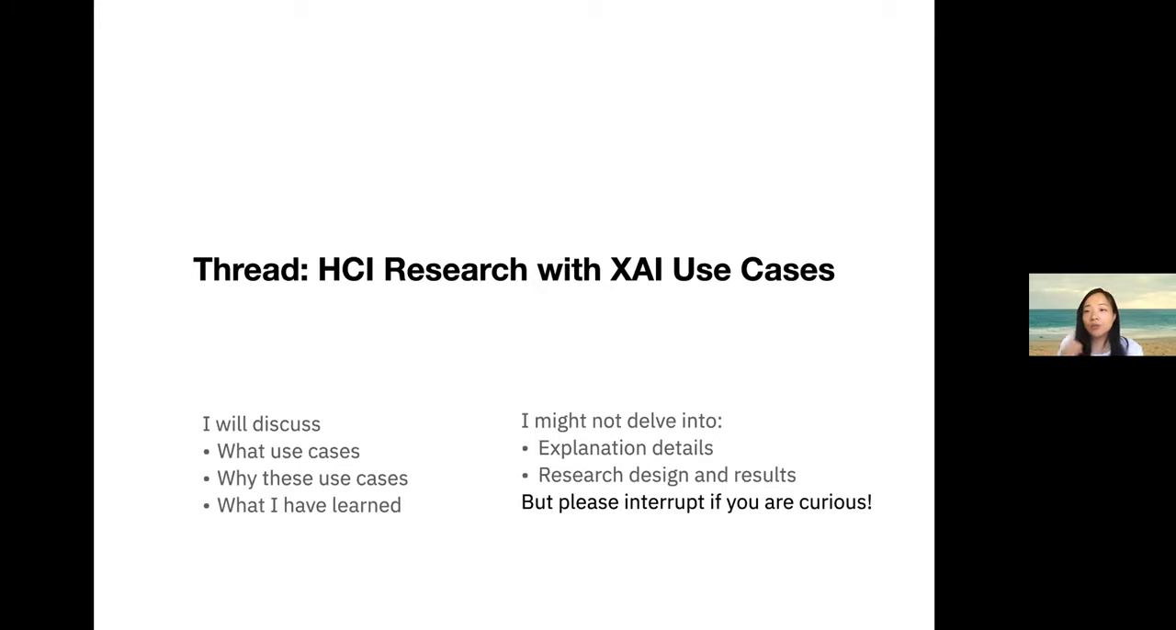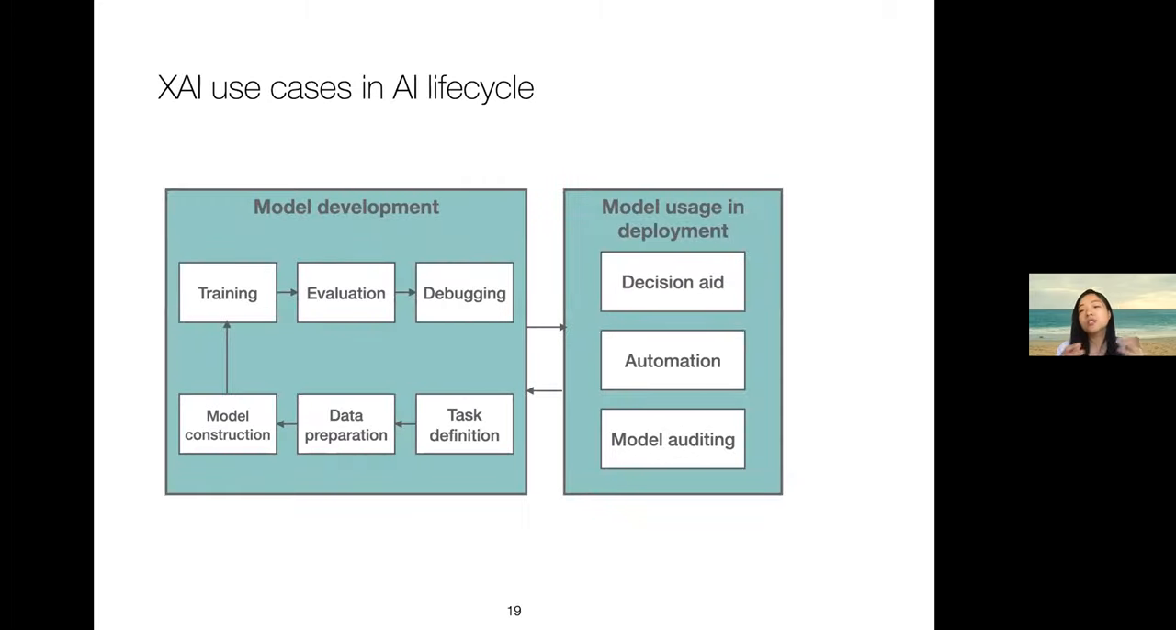So I want to start with the second thread, which is our HCI research with different XAI use cases. My goal here is to give you an overview of what are some important use cases when we think about explainable AI and how the explanation might look. Today, I will not delve into the research detail, but I will provide a reference for you to dig deeper. I will leave some time later for questions and answers, but if you have a burning question, feel free to interrupt me.